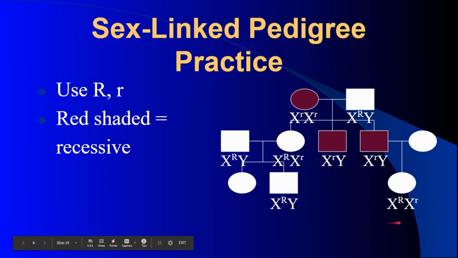The other one down here that has to be heterozygous or a carrier is this one, X big R, X little r. We know this because she had a recessive dad. All that her dad can give her is this X little r. Because if dad were to give her the Y chromosome, then she would have been a male.